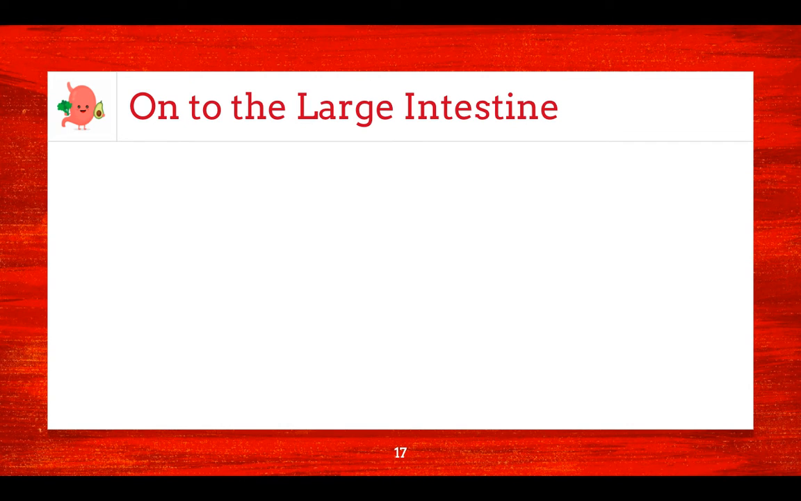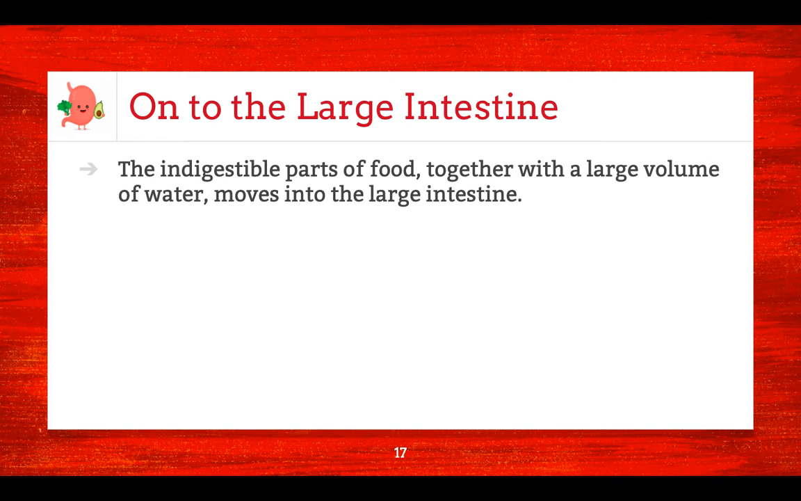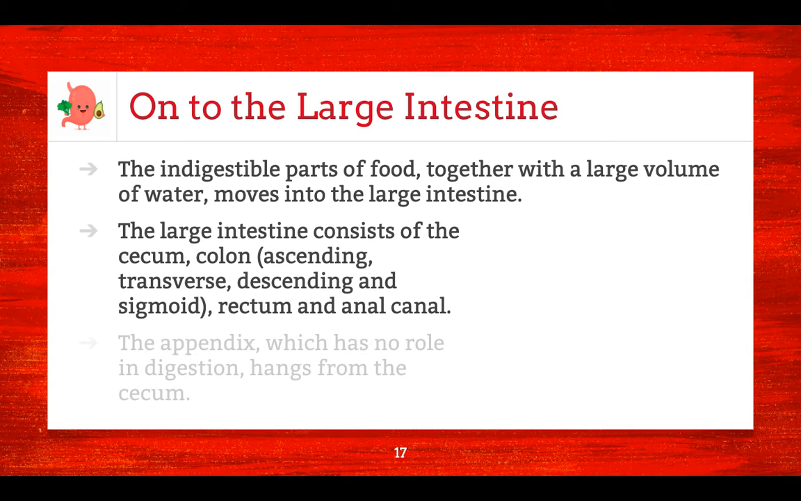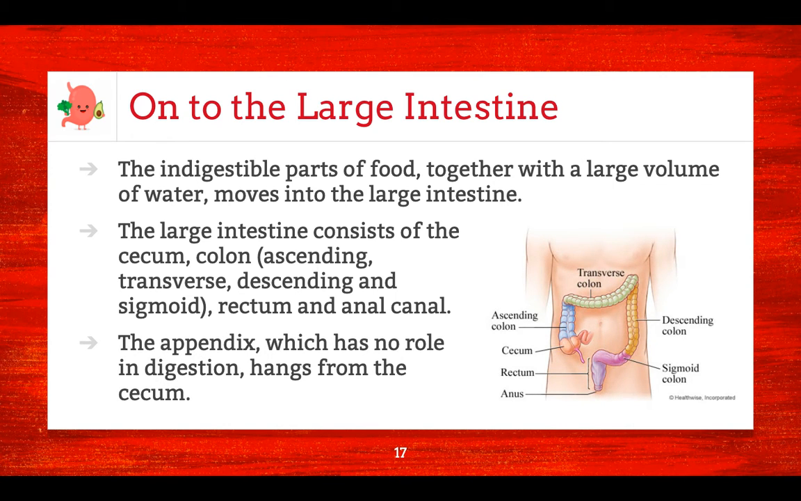So now we have reached the large intestine. So the indigestible parts of food, together with a large volume of water, now moves into the large intestine. The large intestine has a few different parts. So there's the cecum, the colon, which itself has four parts: the ascending colon, the transverse colon, the descending colon, and the sigmoid colon. And then you have the rectum and the anal canal. And then the appendix hangs off of the cecum, and the appendix doesn't have a role in digestion, but it's generally included as part of the digestive system.